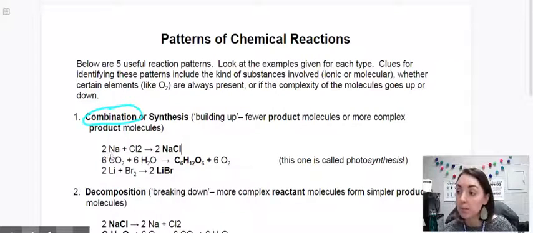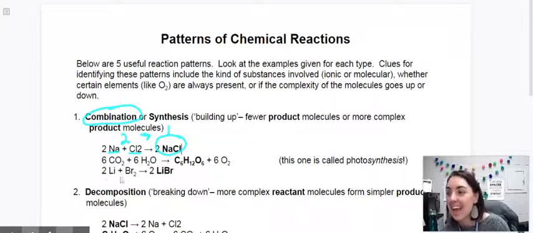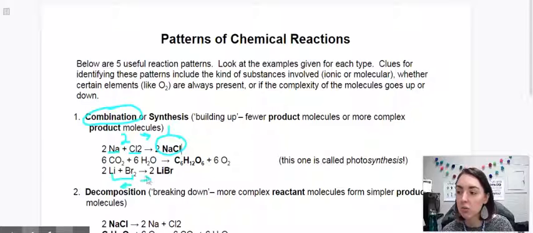So in this first one, I combine sodium and chloride to form one thing. So I go from 2 to 1. I combine carbon dioxide and water to form glucose and a little bit of oxygen. That's photosynthesis, if you recognize that one. And here I combine lithium and bromine to form lithium bromide. So you're mostly going to see these as a 2 to 1 reaction. Occasionally, like this photosynthesis, you might have a byproduct, but the main thing we're forming here in this photosynthesis reaction is glucose. So you're combining two things into one thing is the key there.